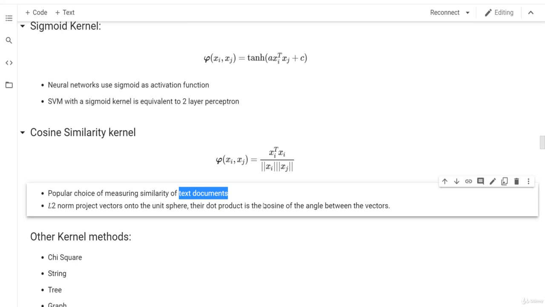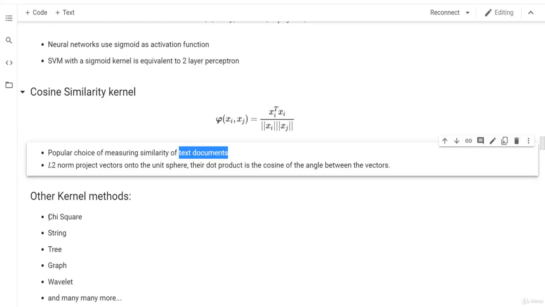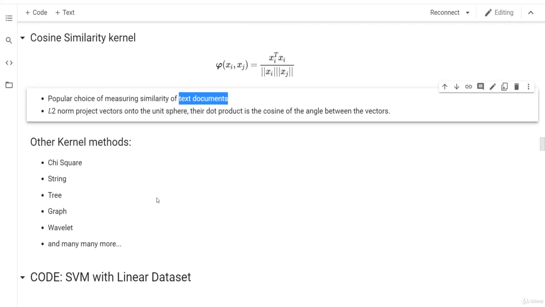And we have many other kernels that you can choose. We have a kernel called chi-square, we have string, tree, graph, wavelet, and many more. You can write your own kernel. A kernel is basically a function, so you can write your own function and say that this is the kernel that you are going to choose. Okay, now that's everything you need to know about the kernel trick, the kernel types, and all this.